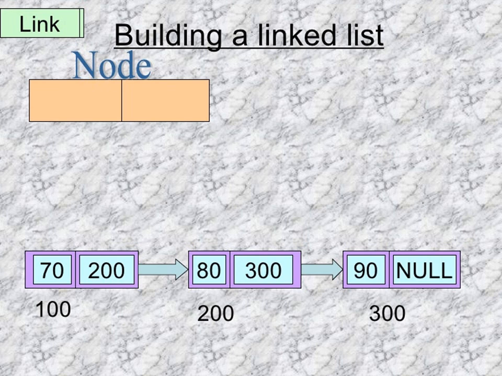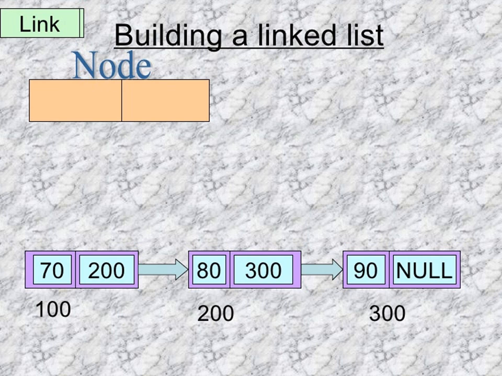By storing that 2000 in the link field of the first node, we have the connection, the link, between the 70 node and the 80 node. Unless we store the 200 address in the link field of the first node, the connection will not be established between 70 and 80.